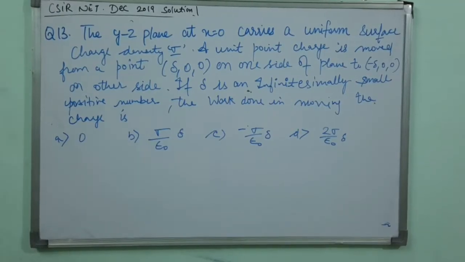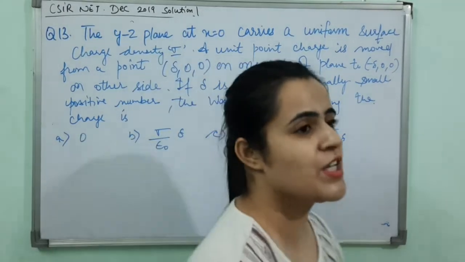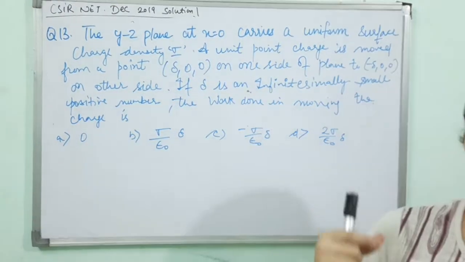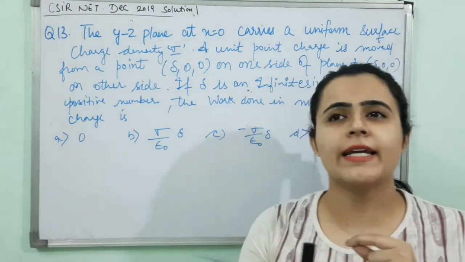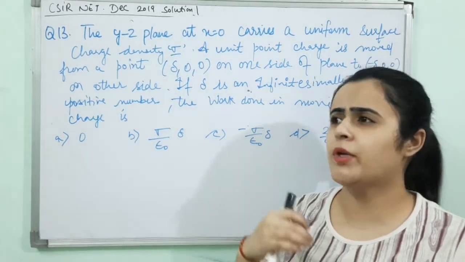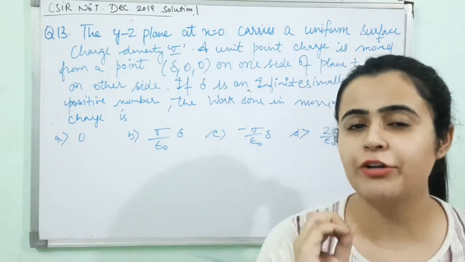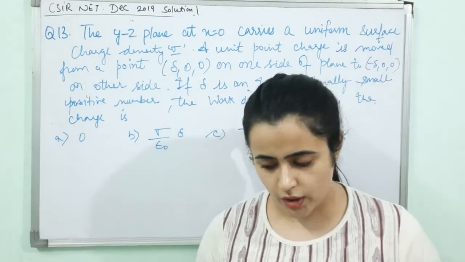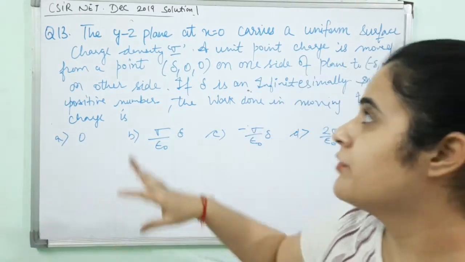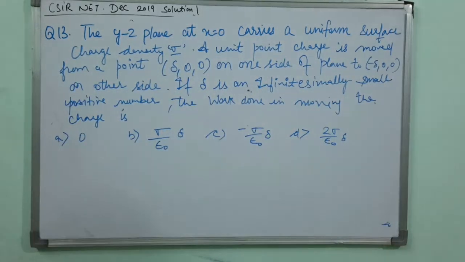Now coming to question number 13, that is a very easy question. Just remember the concept of 9th standard or 10th standard or maybe 12th standard, because in 12th standard you all study what is potential difference and what is work done. Okay, in detail. So the yz plane at x equal to 0 carries a uniform surface charge density sigma.